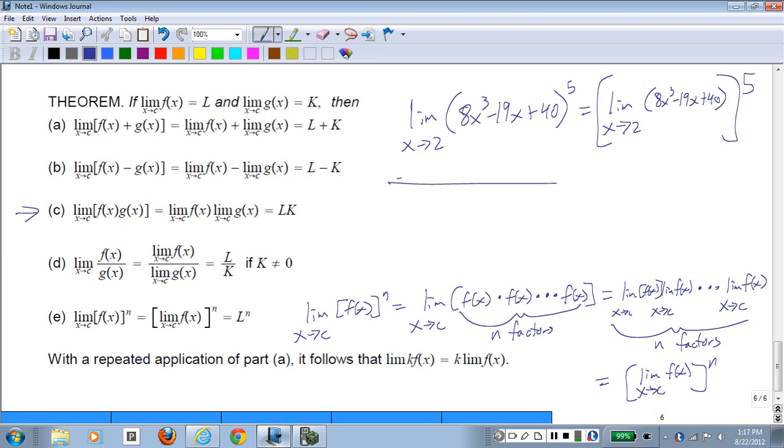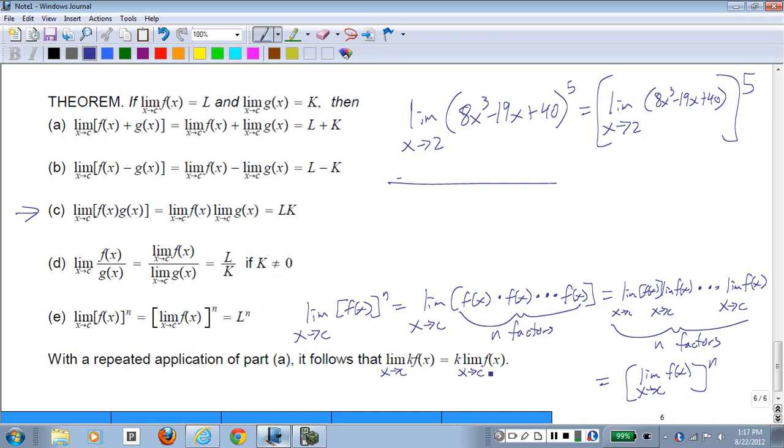What could be considerably simpler is to take just the 8x cubed minus 19x plus 40, evaluate that limit as x approaches 2, and then get a number and raise that to the 5th power. That's going to be an easier task. And that works for the g of x too. You just use the g of x. Absolutely.